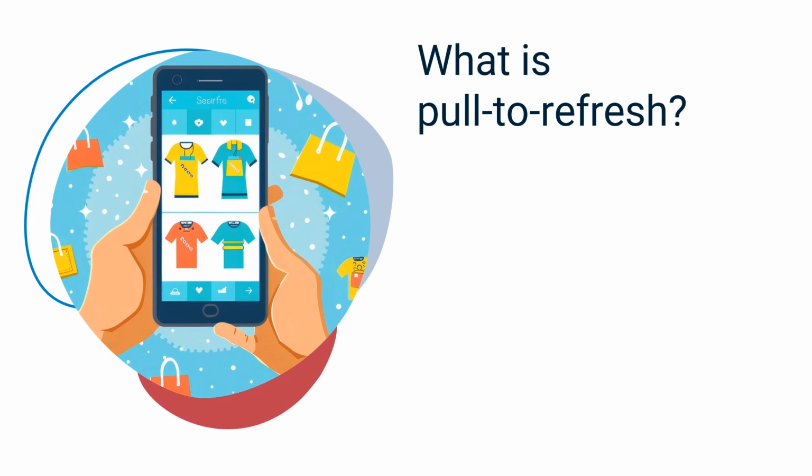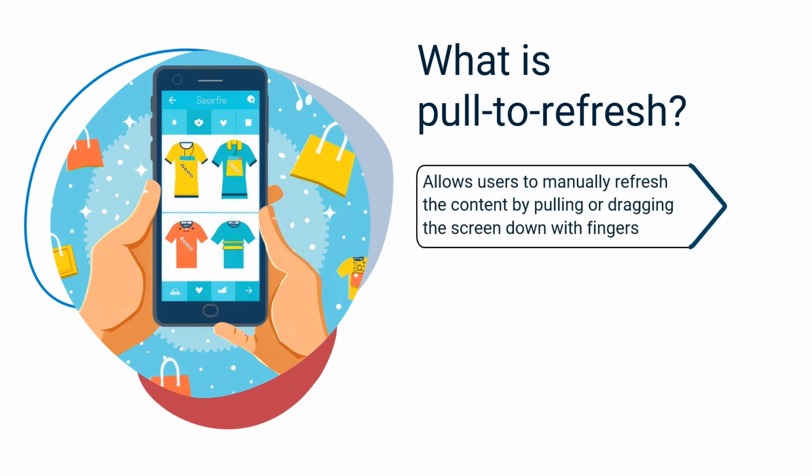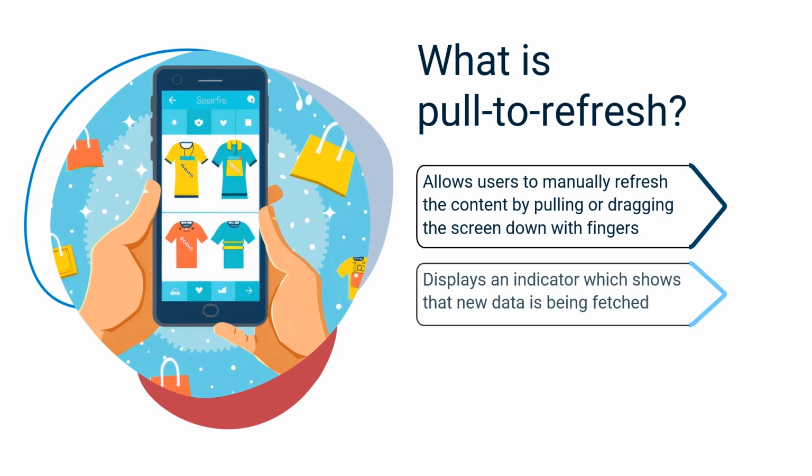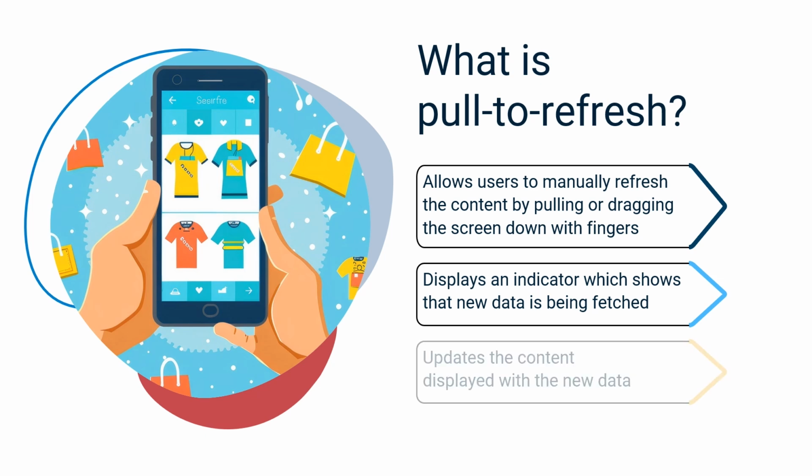Pull to refresh is a common feature of mobile apps on all platforms, irrespective of the language they are written in. This feature allows users to manually refresh the content on the screen by pulling or dragging the screen down with their fingers. Once you pull down, an indicator usually appears on the screen, which shows that new data is being fetched, and the app updates the content displayed with the new data. Let's look at a breakdown of the pull to refresh process.